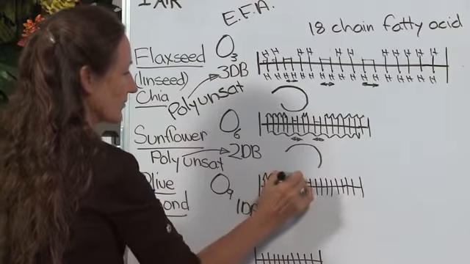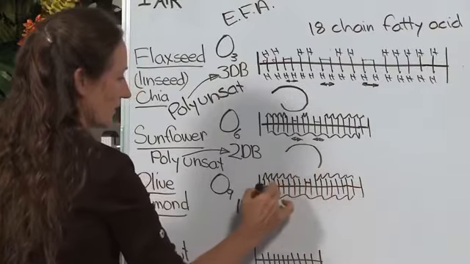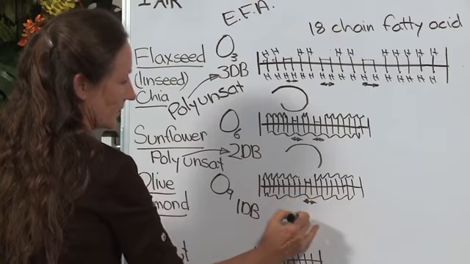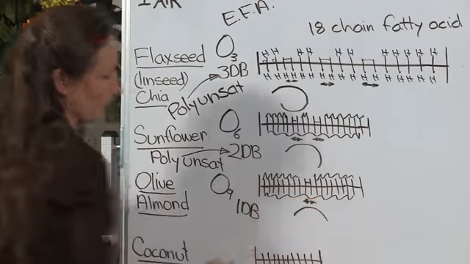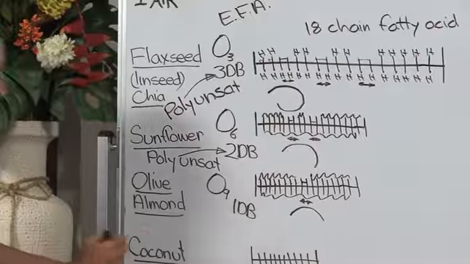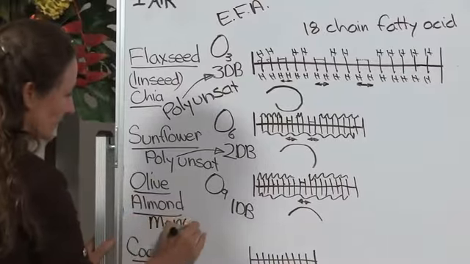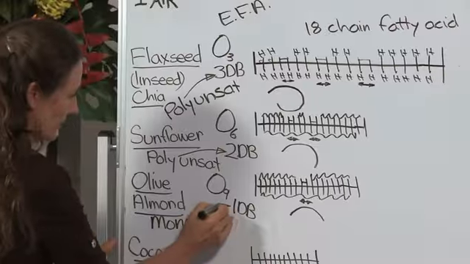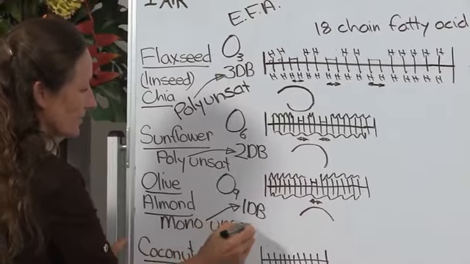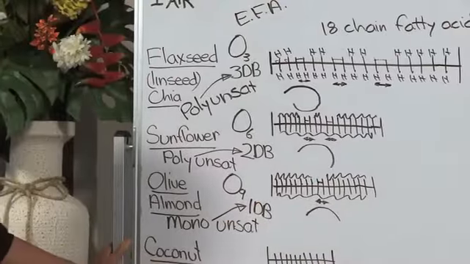So you've got your hydrogen atoms along here, and also along this area here. We've got 1 repelling action. So there's only 1 kink in olive oil, almond oil. As a result, this oil is called a monounsaturated fatty acid. Mono meaning 1 double bond, unsaturated because there is still an empty spot on the fatty acid chain.